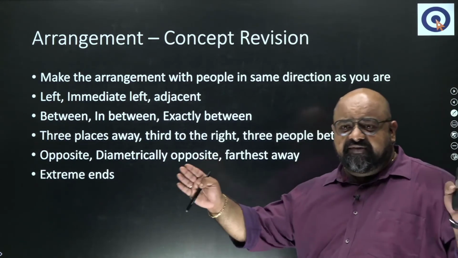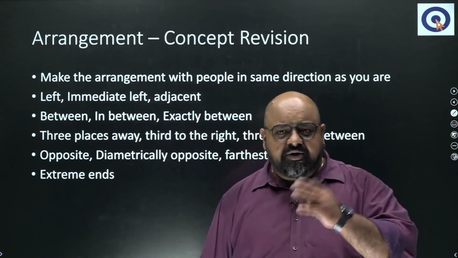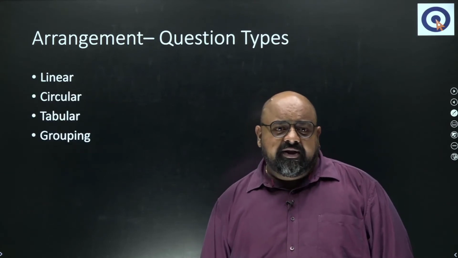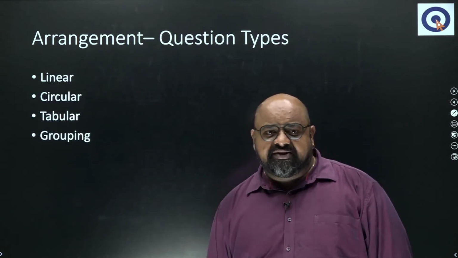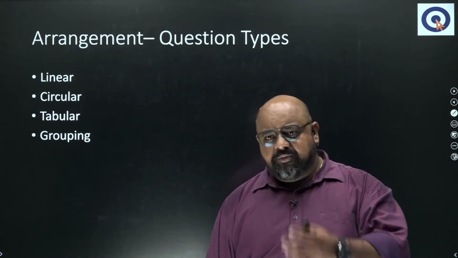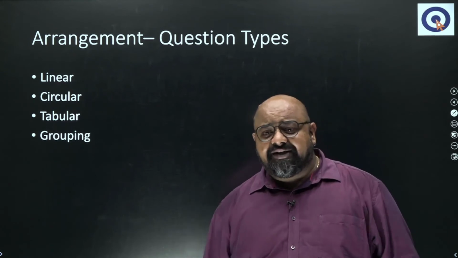Extreme ends: if there is a line, the start and the end of the line will be extreme ends. Left or right will depend on further information. There could be 4 commonly asked question types: linear, circular, tabular, and grouping. I am just sharing some questions on linear and circular in this video. In the next video, we'll start with tabular and grouping.